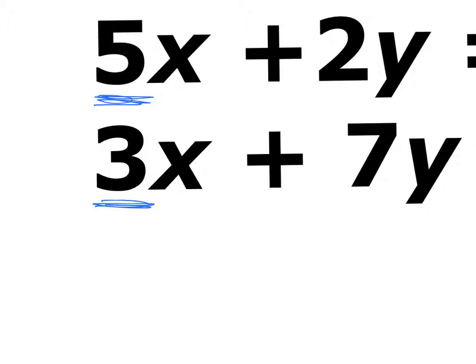Well, what's the lowest common multiple for 5 and 3? Well, you have 3, 6, 9, 12, 15, 5, 10, 15. Well, 15 happens to be the lowest common multiple, so I want 1 to be 15, and I want 1 to be negative 15. So the top one, I'm going to want him to be 15, so I'm going to multiply that entire row by 3. 5 times 3 is 15. And on the bottom, I'm going to multiply that entire row by negative 5. Negative 5 times 3 is negative 15.